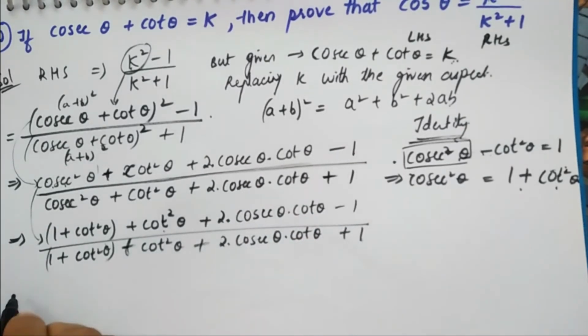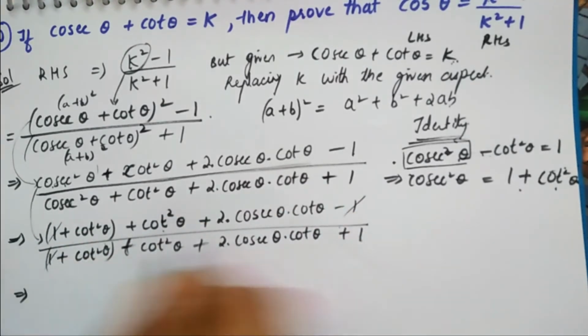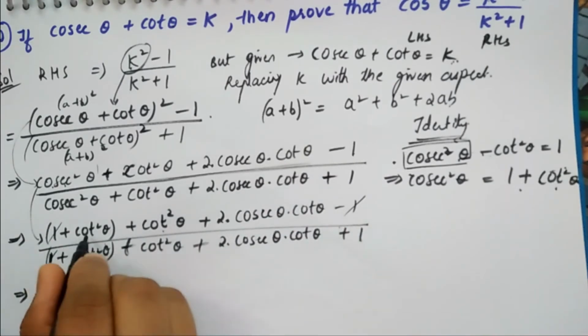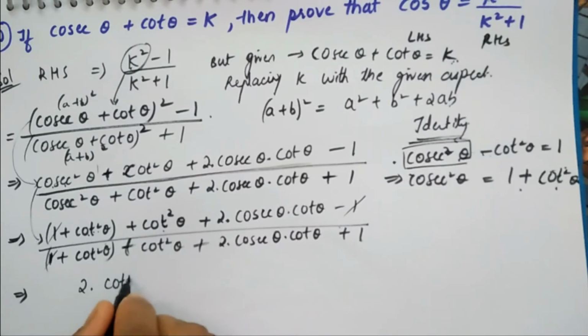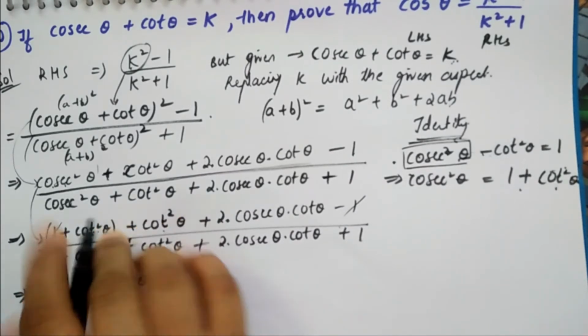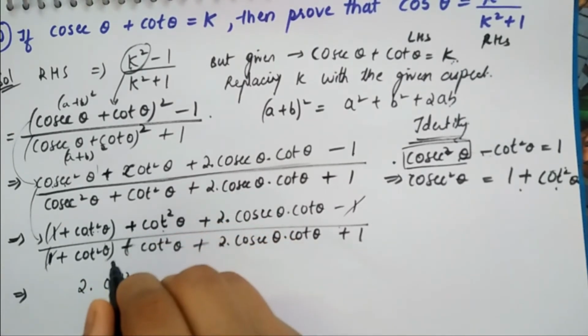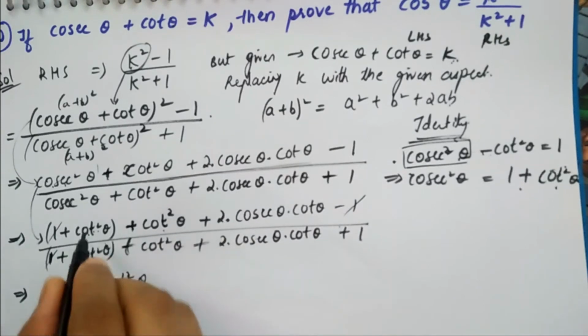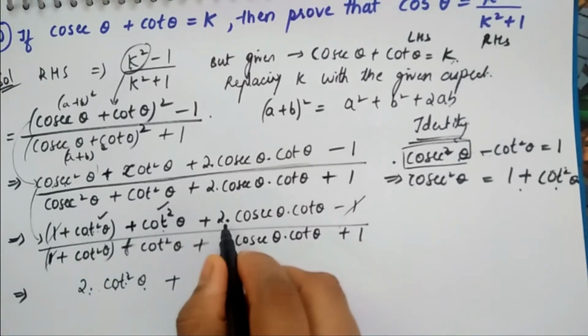Now what we can do is, see here, plus 1 and minus 1 gives 0. What is left? Cot square theta plus cot square theta is nothing but 2 cot square theta. It is plus, it's not a multiplication. If it would have been a multiplication, it would have been cot to the power 4 theta. So they are 2 cots, so we are taking 2 cot square theta. Next is plus, and this one gets cancelled.